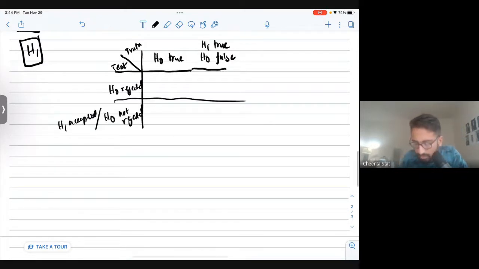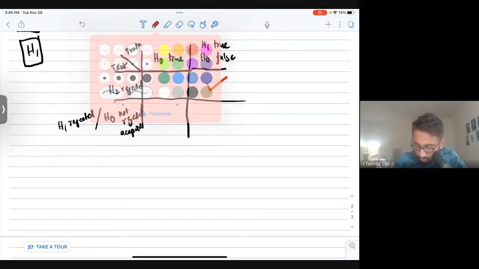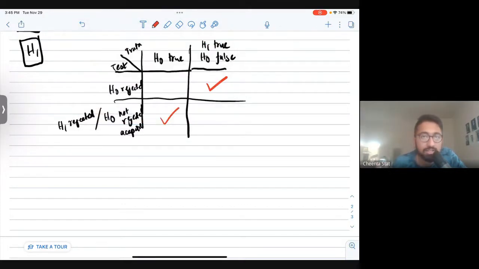Observe that if H naught is false and H naught is rejected, that's a good thing. That is what we want. If H naught is true and H naught is not rejected, rather H1 is rejected, that's a good thing. Or H1 is accepted when it's true, that's a good thing. That is what we want. So when the truth and the decision match, that's good. But there are other two cases.